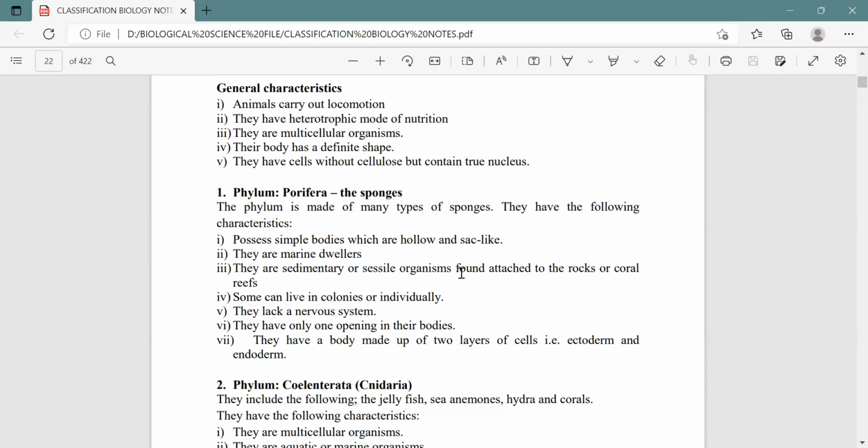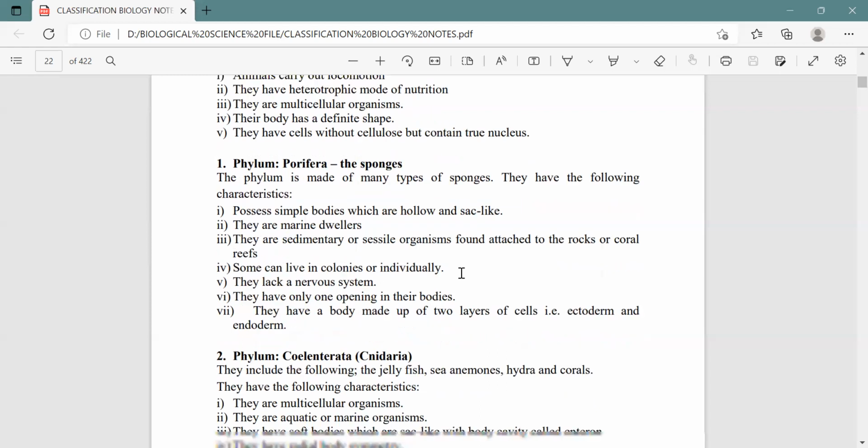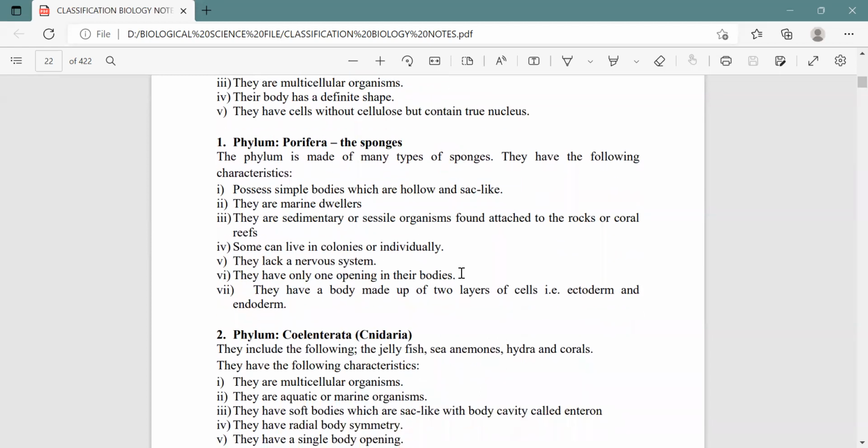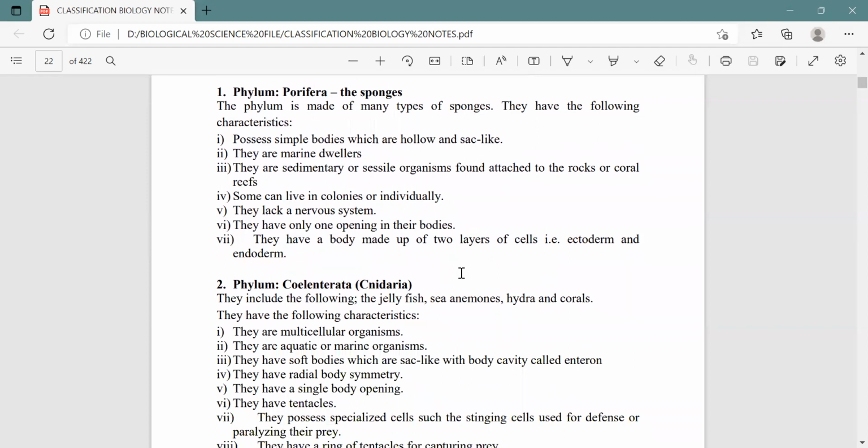They are multicellular organisms with a definite body shape, and their cells don't have cellulose, so they don't have cell walls, but they are also eukaryotes with a true nucleus. Now you'll go through this. The sponges, which is phylum Porifera.